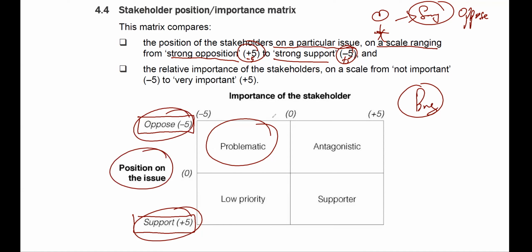Then we look at the importance of the stakeholder. If the stakeholder is less important, we give him a -5. If he's more important, we give him what? A +5. You see, this model is easy. And every time they ask you to apply such models, always draw the diagram. What did I say? Always what?